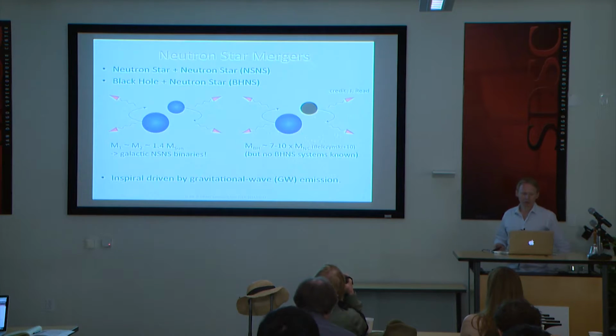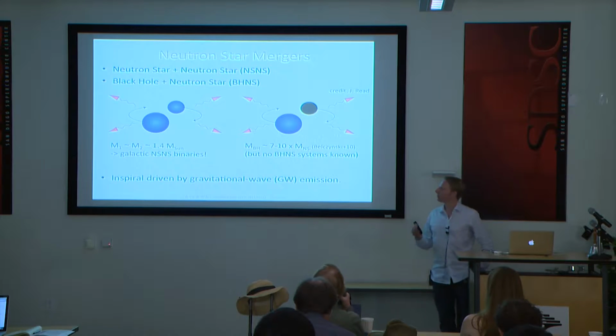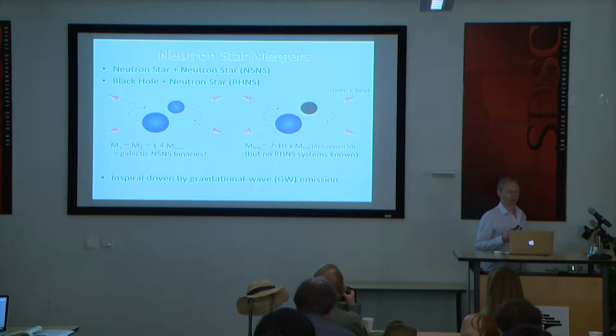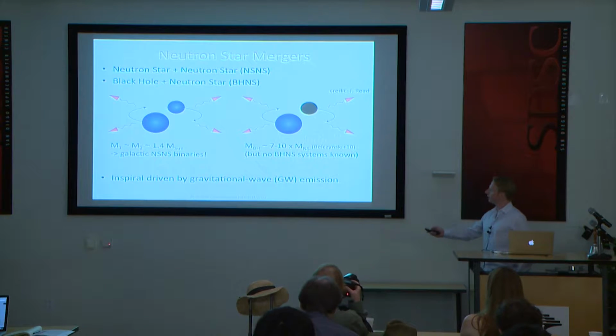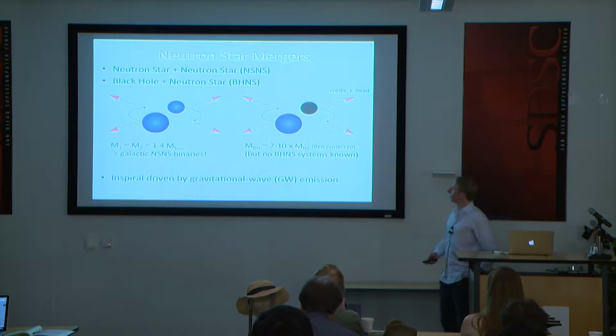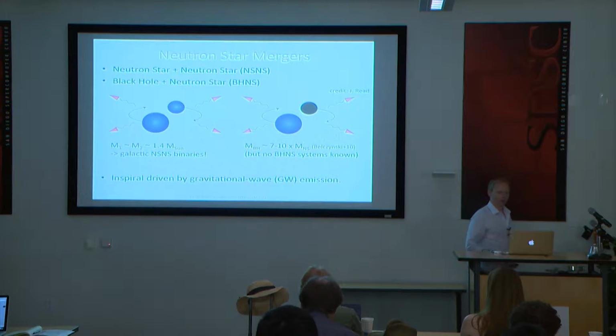Now, neutron star mergers, and when I say neutron star mergers, I mean neutron star binaries and black hole and neutron star binaries. Neutron stars are typically 1.4 solar masses. A neutron star black hole binary may have a 1.4 solar mass neutron star, maybe a 7 to 10 times more massive black hole. So that's pretty uncertain because we don't actually know of any such systems. We do know about 10 of these guys here. And they merge under the influence of gravitational waves. And I'll talk a lot more about these tomorrow.